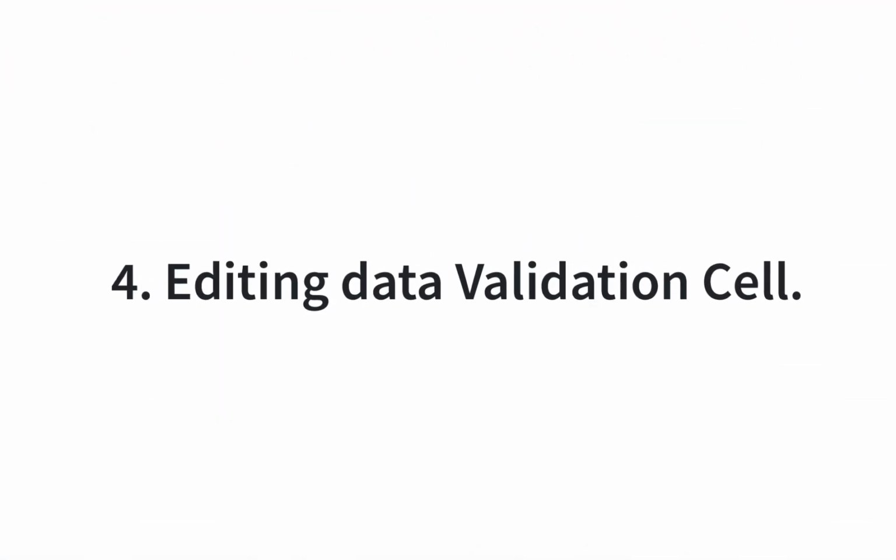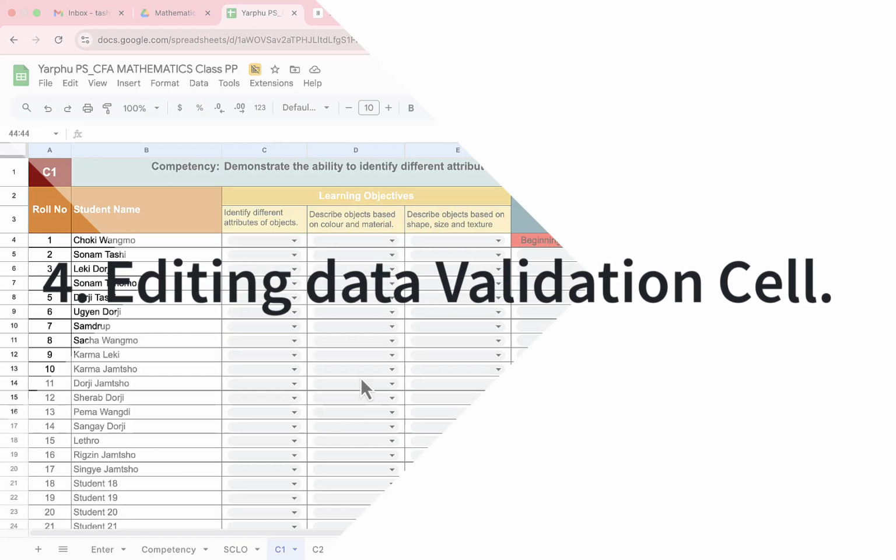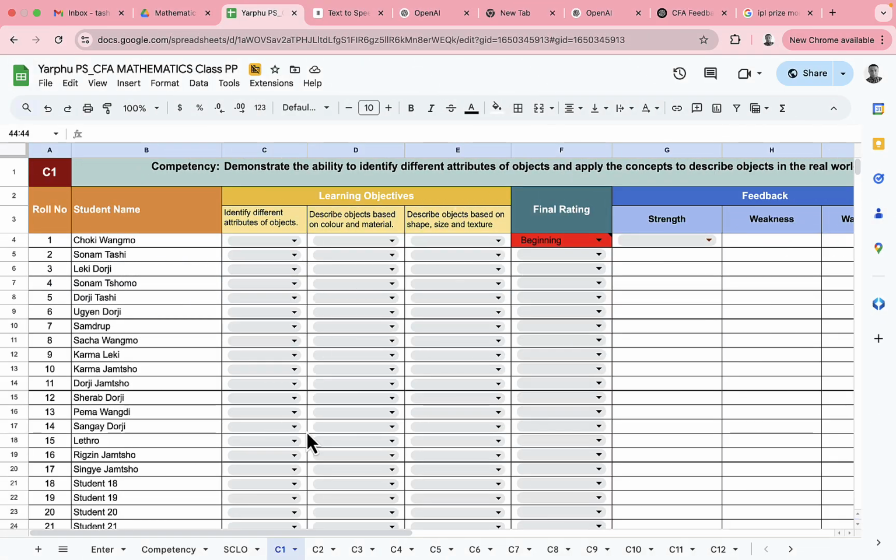4. Editing data validation cell. Data validation is a feature that restricts the type or range of data that can be entered into a cell to ensure accuracy and consistency. In this system, the data validation is used in several cells that require the restriction of data.